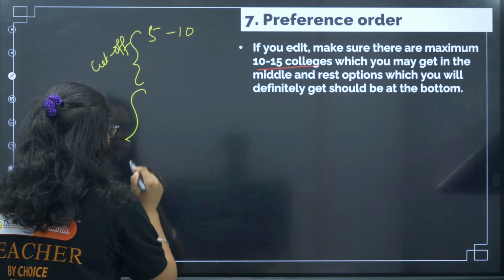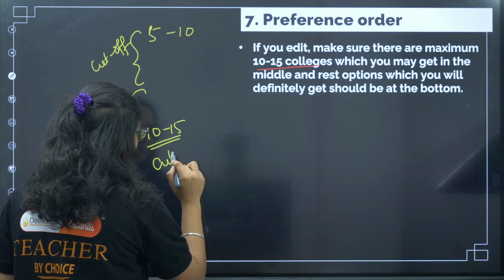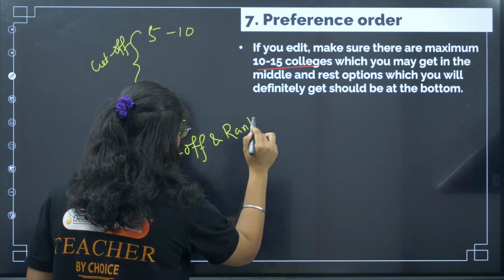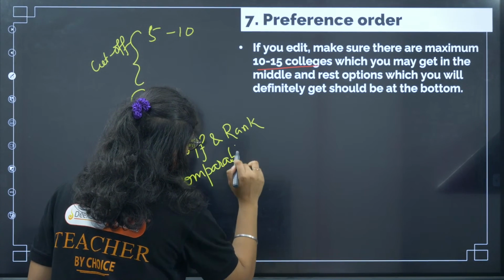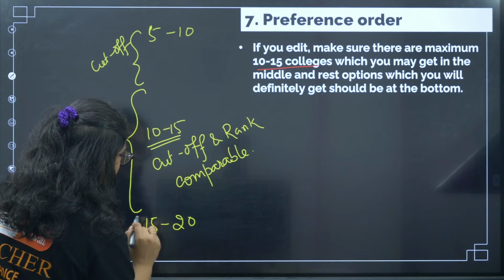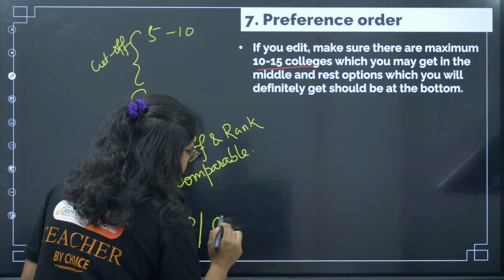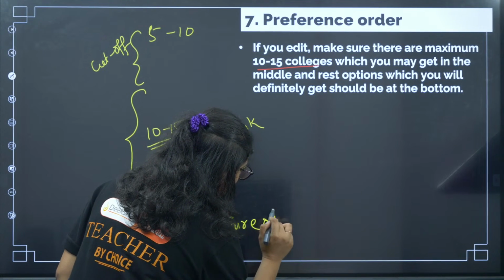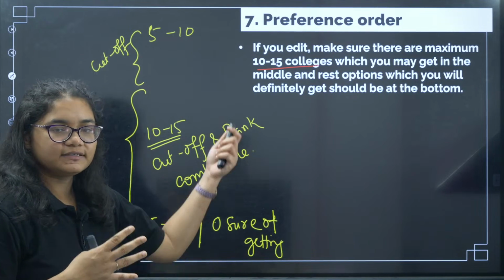The next part, 10 to 15 options, should be those where the cutoff and your rank are comparable. Now coming to the next, 15 to 20 colleges, which you are very sure of getting. These colleges you can add.